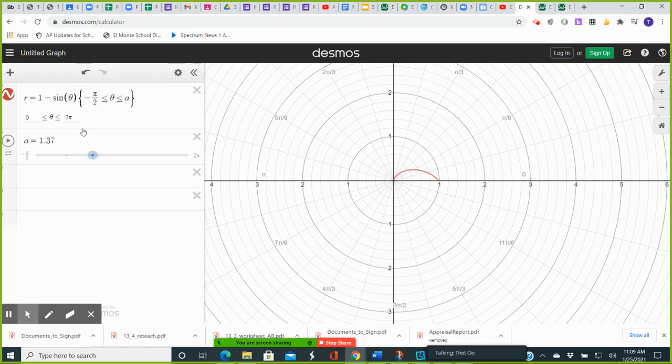Well, actually, that would be pi over 2. Sine of pi over 2 is 1, and 1 minus 1 is 0. So let's go ahead and get to pi over 2, which is about 1.57. And you can see that when we're there, we have a point once again at the pole where theta is equal to pi over 2. Sine of pi over 2 is 1. 1 minus 1 is 0. So we have the point with polar coordinates r theta, where r is 0 and theta is pi over 2. And then we keep going.